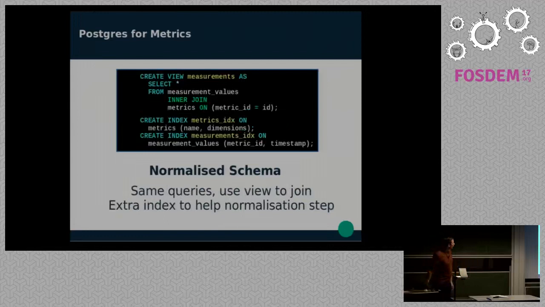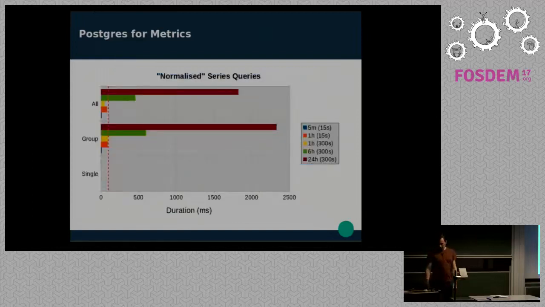The queries we can do on this are exactly the same as before. It's just that we can use a view to do the join for us, a technicality more than anything else. You could write the queries with the join in if you wanted to. And the indexes are mostly the same as well. We have a multi-column index on the metric ID and timestamp, and we have an index on name and dimensions, so when we're doing that normalization, we can find the name and dimensions really fast. And that helps a bit.